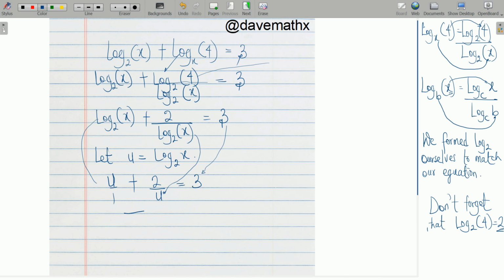We can make u a unit fraction by dividing it by 1. So we find the LCM. 1 in u is u, times u is u square. Plus u in u is 1, 1 times 2 is 2. All equals 3. We can make 3 a unit fraction and then cross multiply. Three times u is 3u.